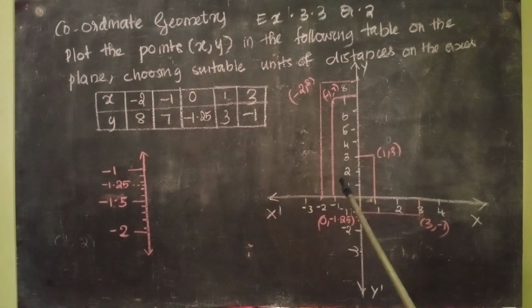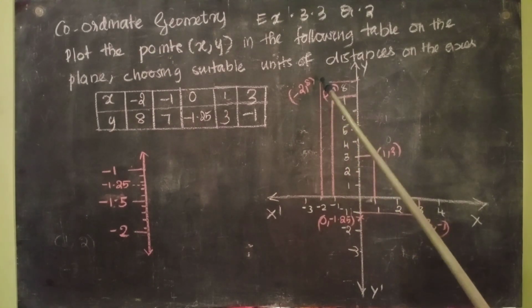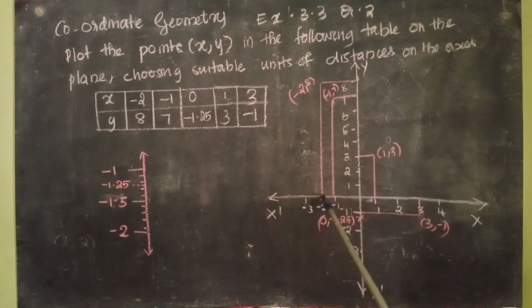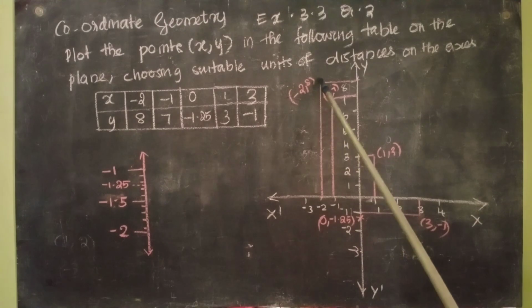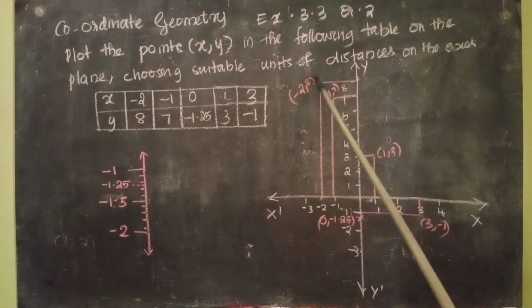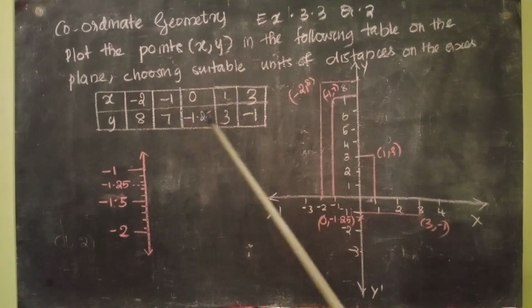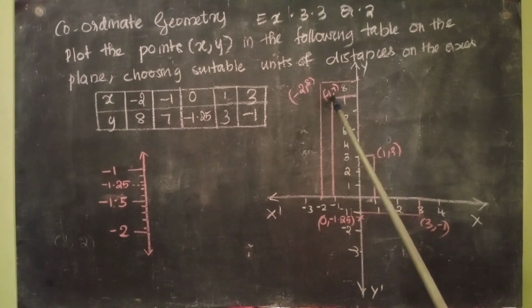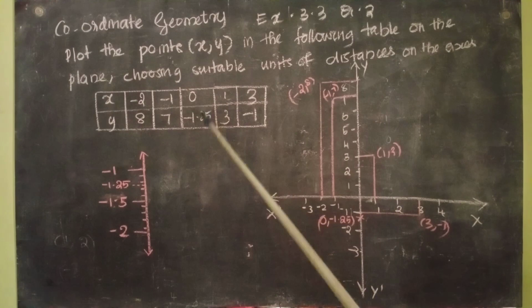So I have drawn the Cartesian plane and I plotted the points. So let us see. First point minus 2, 8. X coordinate minus 2, y coordinate 8. This is the point minus 2, 8. Second one, minus 1, 7. X coordinate minus 1, y coordinate 7. It is here, minus 1, 7. Third, let it be there.